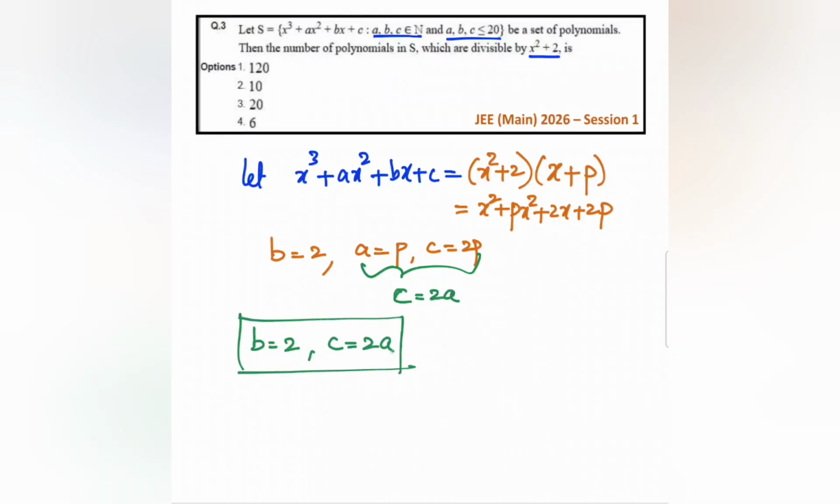So basically we need to choose a. Once you choose a, all possible cases will be obtained. So the values of a are 1, 2, 3 and so on up to 10. A cannot be 11 because if a is 11, c becomes 22, which doesn't come under the given range. So therefore 10 is the answer.